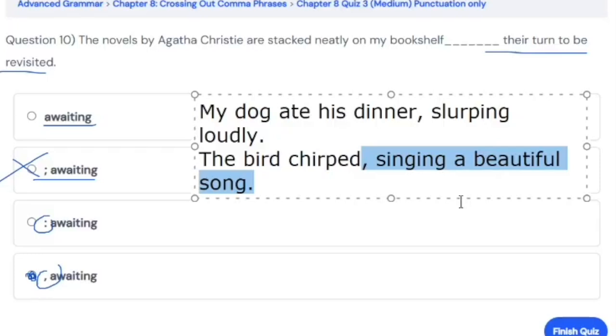So that's one thing. I notice we have an answer choice here that has a comma followed by an ing at the end of a sentence, and I'm like, great, let's do it. It's just a good thing to do.